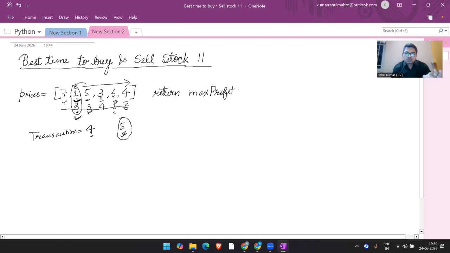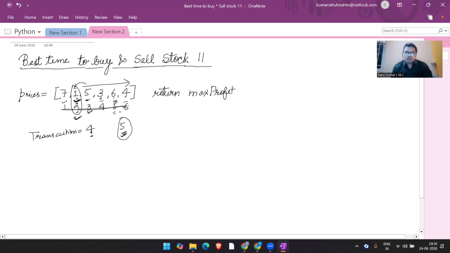But here is one problem. Not a problem, but if I sell on this particular day, I can get only 5 rupees of profit in the entire life cycle. But I have multiple opportunities to buy and sell stock. So let me tell you.